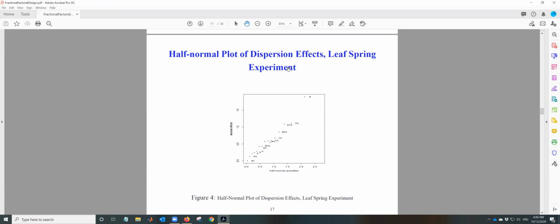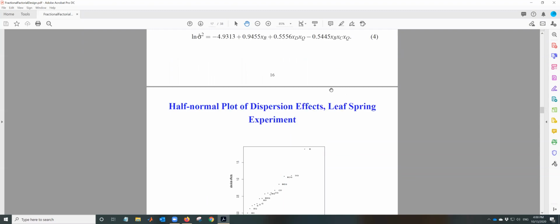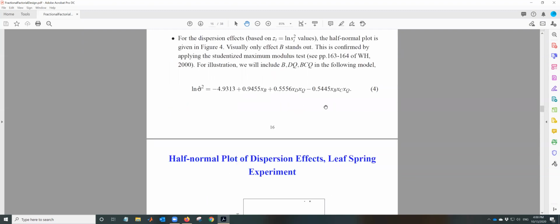That means we are going to use Z equals log S squared as the response variable instead of Y bar, the mean. From here, we can see B is pretty significant, but DQ, BCQ, they also have a pretty high amplitude above 1. So for the purpose of safety, or a little bit more rigor, we can include B, DQ, BCQ together. Then using the data that you got, you can get this model.